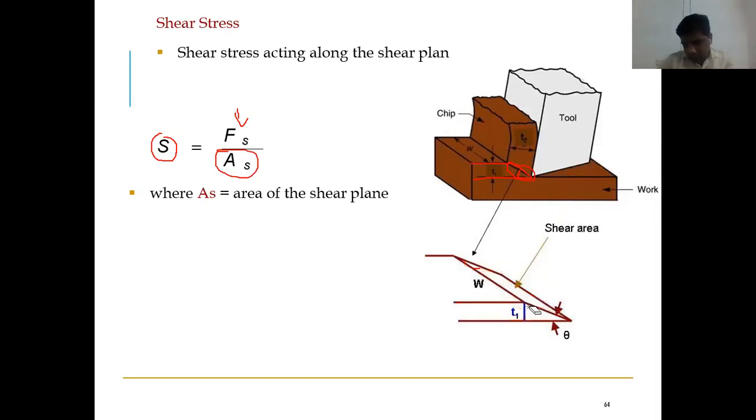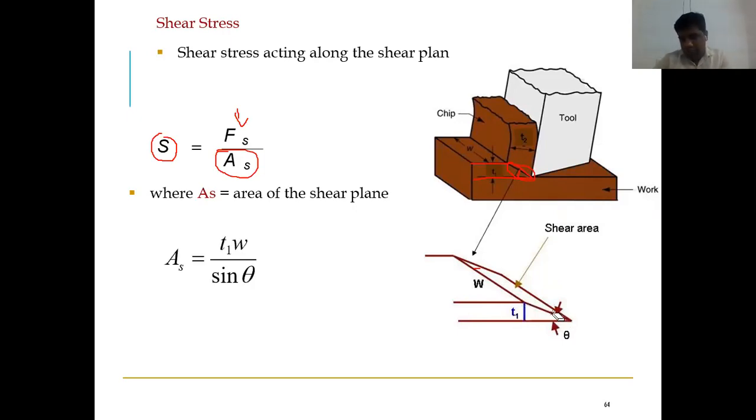Just assume, so this is one triangle, right? So T1, theta, this is one right angle triangle. If you know the T1, we can easily find this one, right? This is the width of this area, one of the sides of this area. The area I want to calculate is nothing but W into this length, so this length we need to calculate. We know T1, which is the uncut chip thickness or the depth of cut.